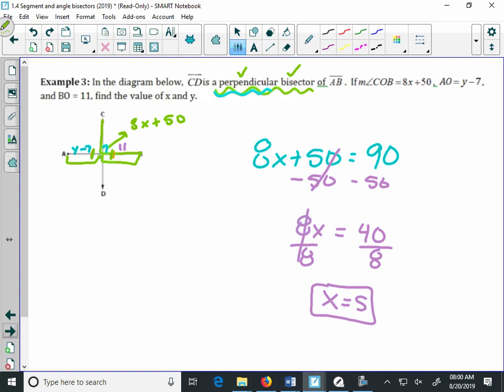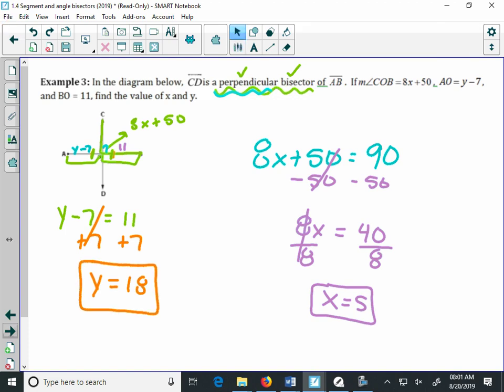So on the other two examples, when these two segments were equal, how did we set up the equation? Just write them down, and you put your equal sign in between. You set them equal to each other. And then you just solve. To solve for y, what do we just need to do? Add 7. Get that y equals 18.